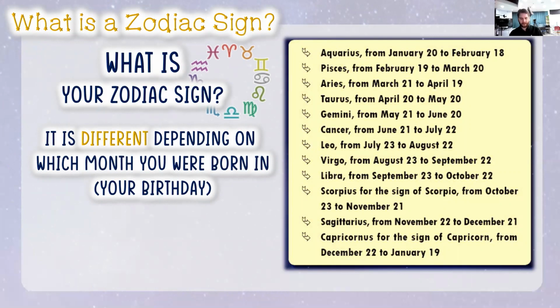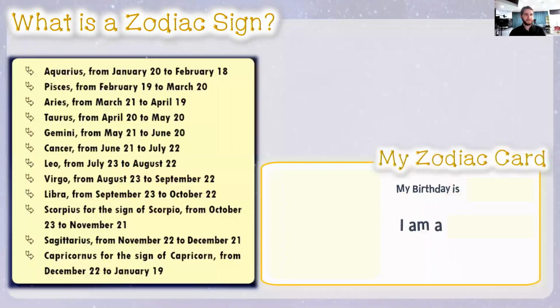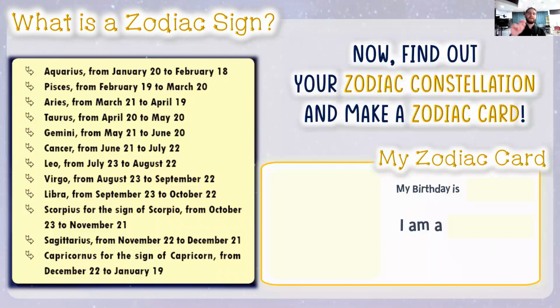So your birthday. For example, if your birthday is February 28th, you are a Pisces. Pisces people are born between February 19th to March 20th. Actually, I am too. I'm born on March 5th. So I am a Pisces. So let's go ahead and figure out what your zodiac sign is. Find out your zodiac constellation and make a zodiac card.